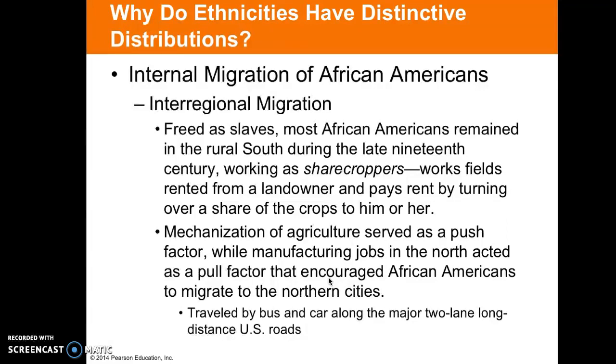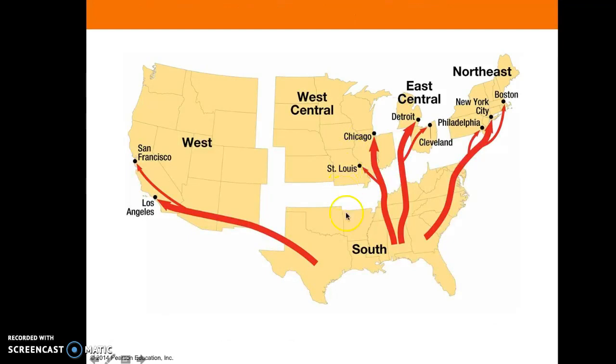And they started to travel by bus and car along the two-lane roads in the United States. So you can kind of trace that. As we entered the 20th century and cars and buses became more common, there were advertisements put out at bus stations because we need workers up north so badly. And so you can follow that pattern from the south to Chicago, St. Louis, Detroit, Philadelphia, Cleveland, New York, Boston, and then another group moving to Los Angeles and San Francisco.